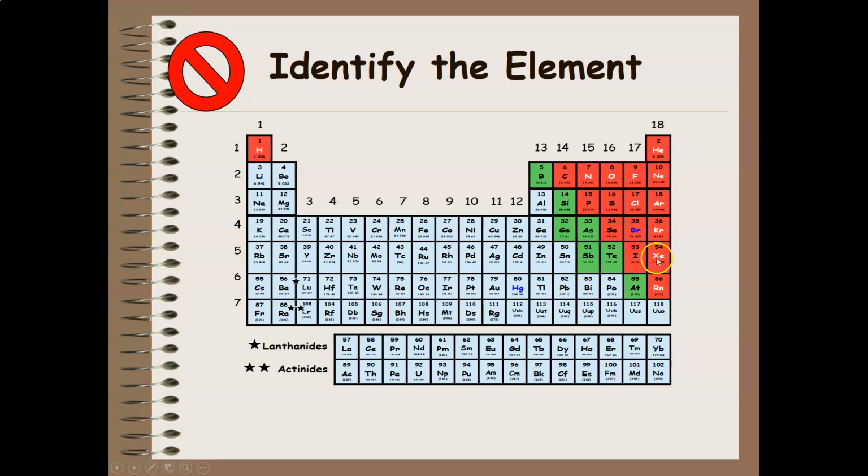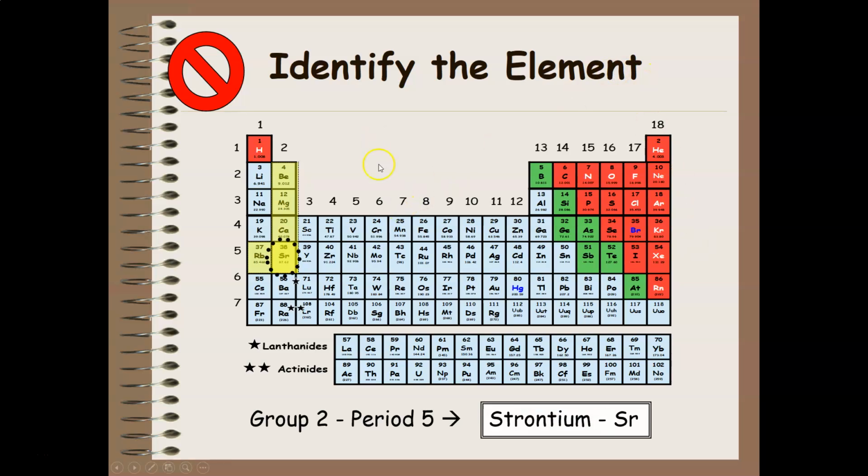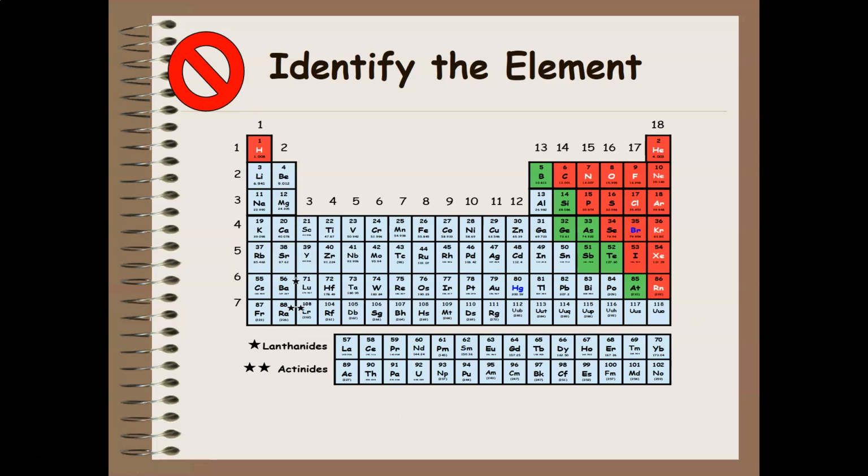All right, let's try another one. Group 2, period 5. Strontium. Group 2, period 5. All right, you try this last one on your own, okay? Period 6, group 17.